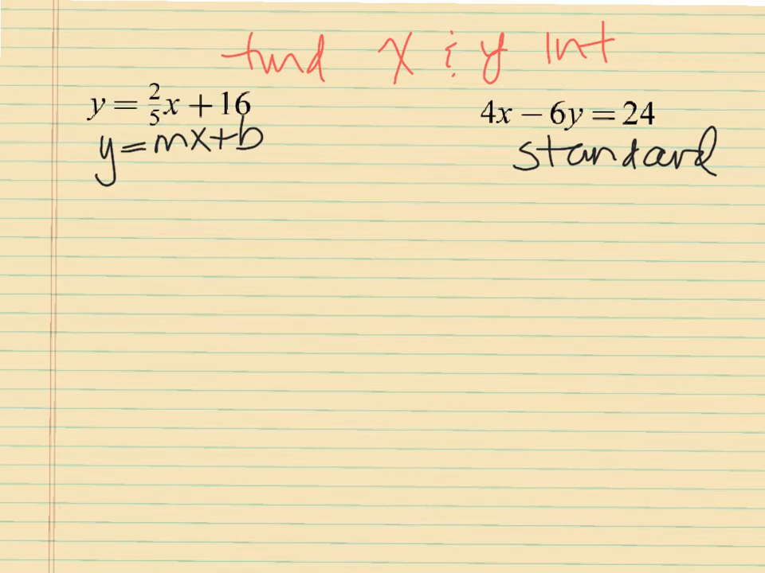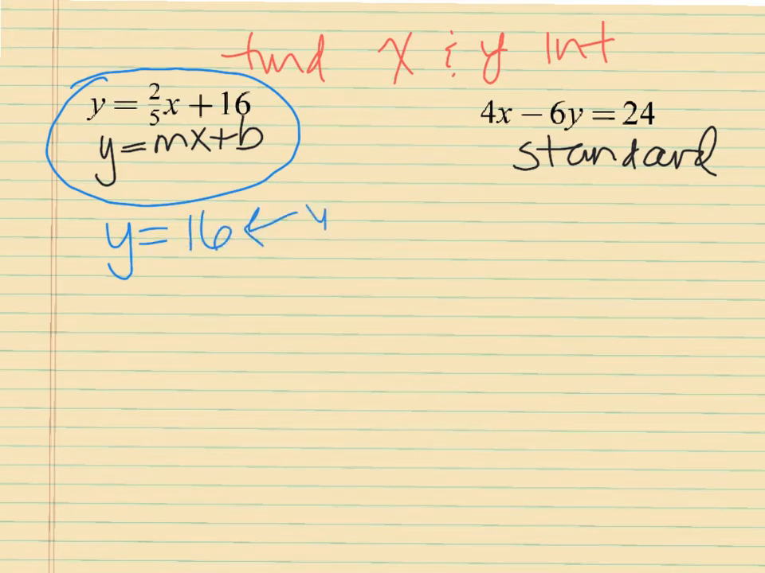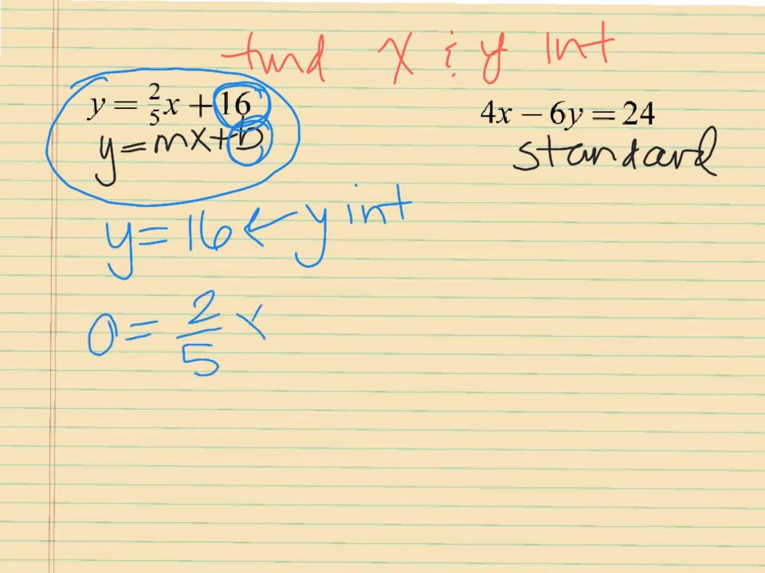When I have my mx plus b, I like to just say y equals 16. That is my y-intercept. Okay, how do I know? Remember this? b, b, that's our y-intercept. So how do I find the x-intercept? I'm going to set the whole thing equal to 0, and I'm going to solve for x.